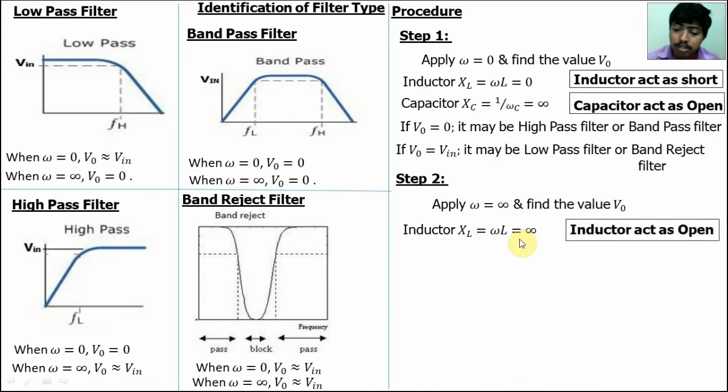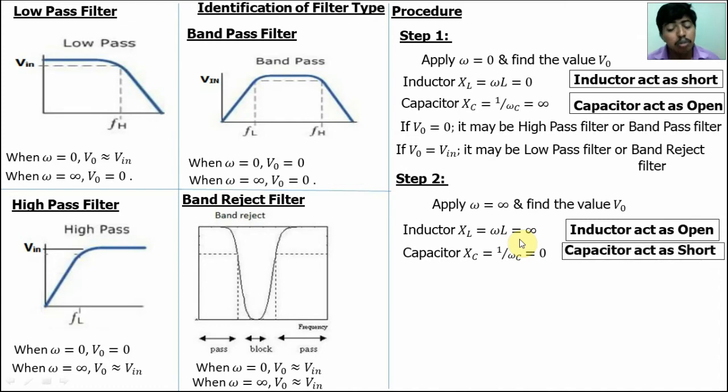Similarly, for capacitor, we know that X is equal to 1 by omega into C. When omega is equal to infinite, 1 by infinite is equal to 0. So there is no reactance, there is no resistance. All the current flows through this path, so it acts as short circuit. So capacitor is short. So we may replace the inductor and capacitor.